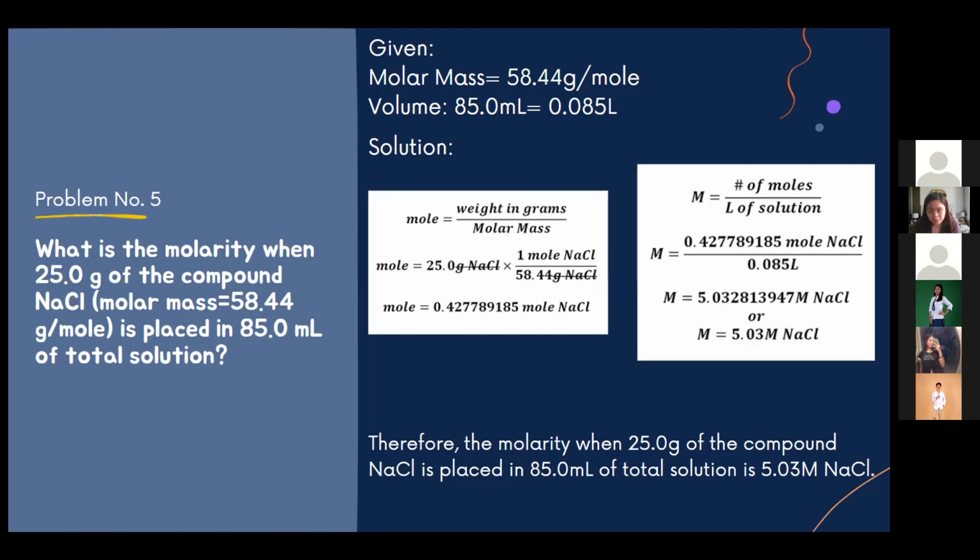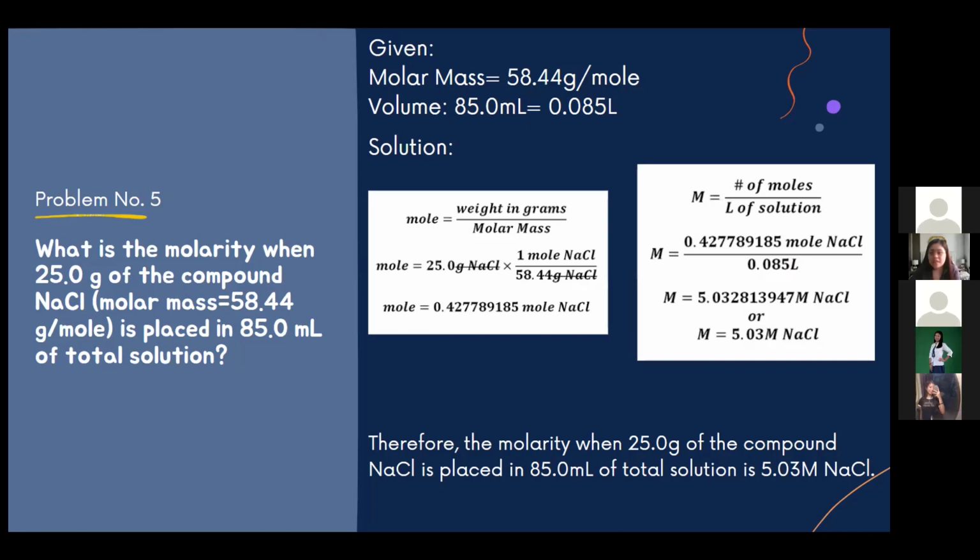Okay, who used only 58? Maybe some used only 58 for the molar mass. It's okay if you have used the 58 grams per mole, since my instruction was to round off the atomic weights and the molar mass to the nearest whole number. But if you used the 58.44, which is already given in the problem, that's okay too. I have no problem with that. Our answer will just be slightly different, but 5.03 or 5.07, I think, if you used only 58, is considered.